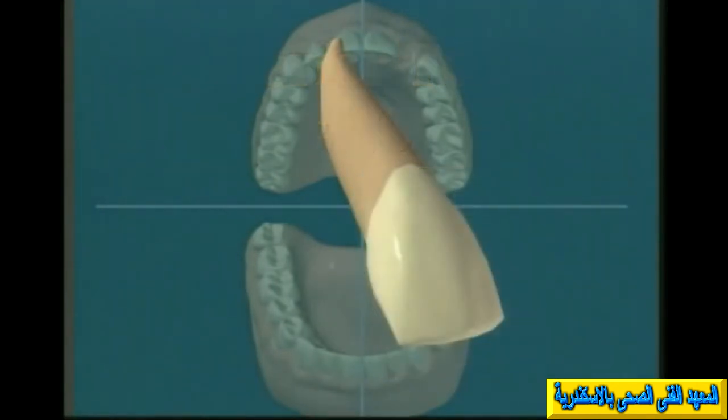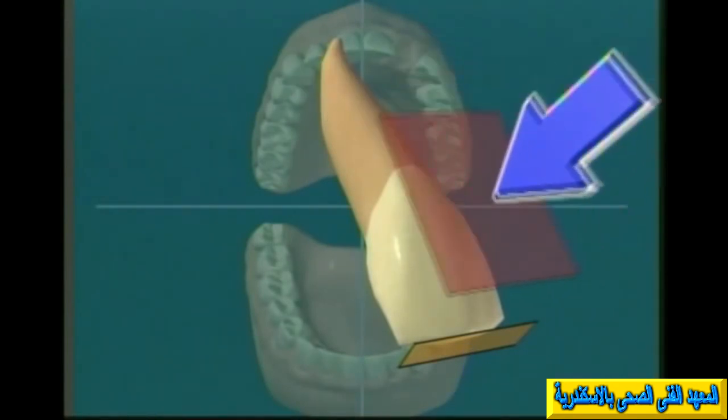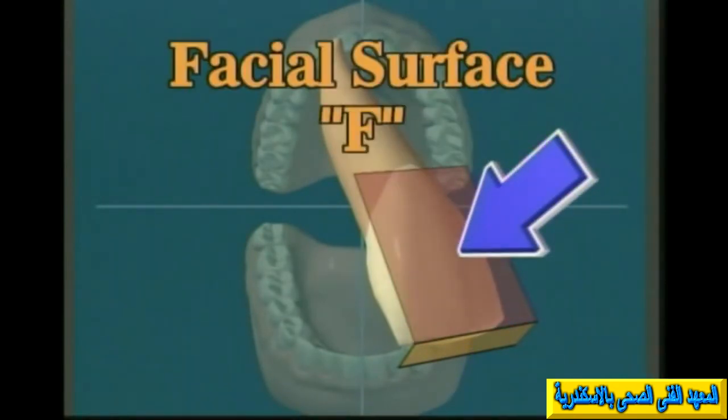All tooth surfaces are abbreviated by the first letter of the word. For example, the incisal surface is also referred to as the incisal edge on anterior teeth and is abbreviated as a capital I. The large flat surface facing out toward your face or lips is referred to as facial, sometimes referred to as labial. The abbreviation is F.